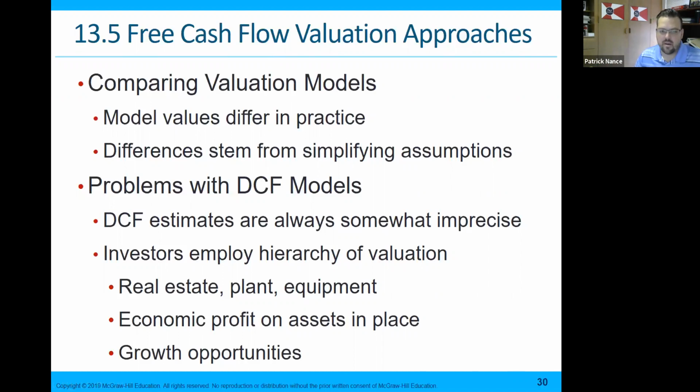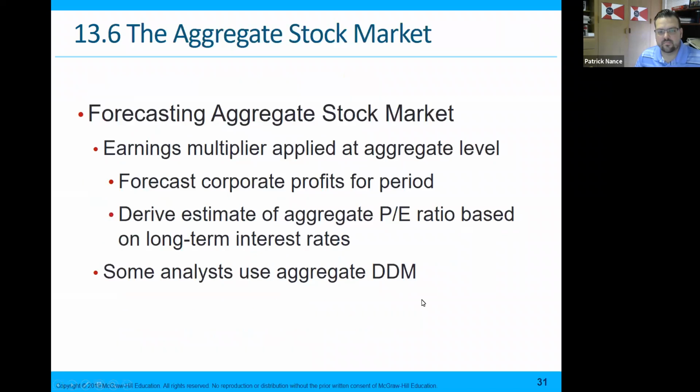Problems with the discounted cash flow models. Discounted cash flow estimates are always somewhat imprecise. Investors employ a hierarchy of evaluation: real estate, plant and equipment, economic profit on assets in place, and then growth opportunities. Forecasting the aggregate stock market: earnings multiplier applied to the aggregate level. We can forecast corporate profits for a period based on the aggregate level of the multiplier. We can derive an estimate of the PE ratio based on long-term interest rates. And some analysts use this aggregate discounted model.